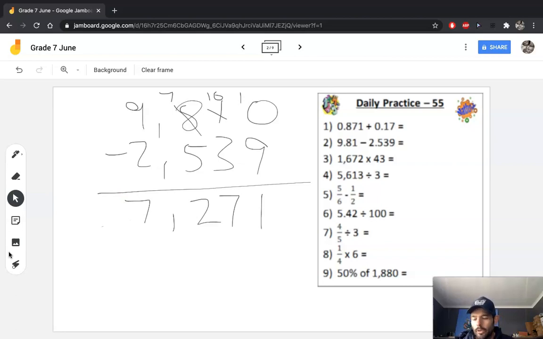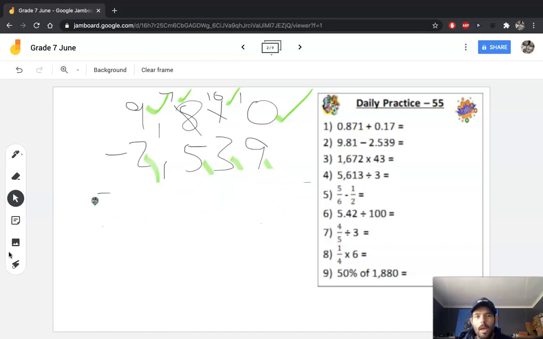So remember, the checking strategy for a subtraction sum is to do addition. So I'll add 7,271 to 2,539, and will I get 9,810? Well, let's check it out. 9 plus 1, 10, yes. 7 and 3, 10, yes. 2 and 5, 7, absolutely. And 7 and 2 is 9. So happy days, it's correct. I can move on. Please, guys, use that checking strategy. You'll be amazed at how it can help you.